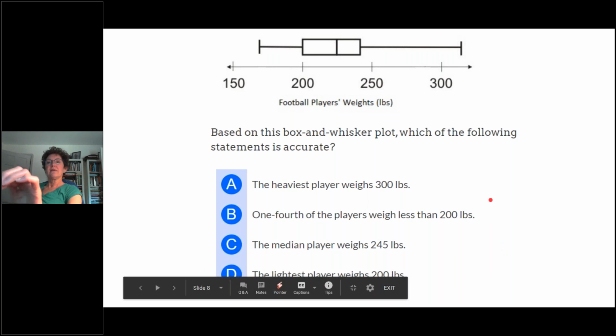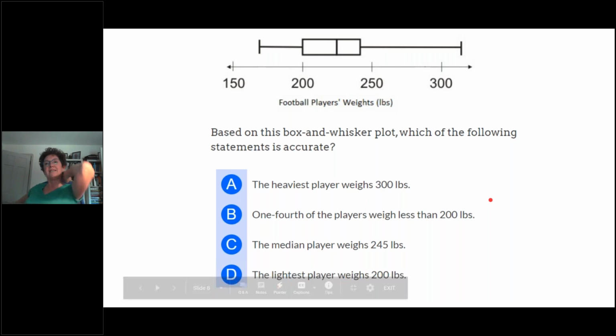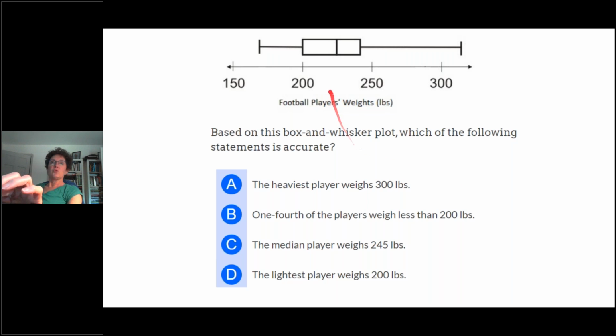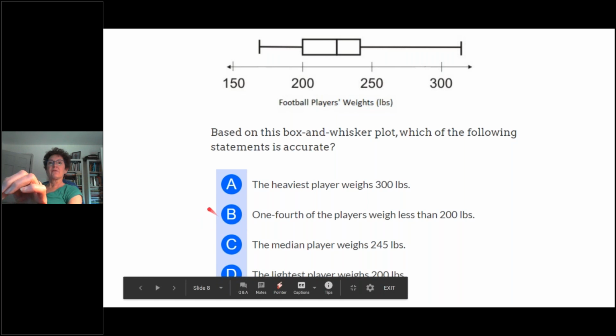And then down here, the last one, choice D, says the lightest player weighs 200 pounds. 200 pounds is the marker for my lower quartile. So that is not the lightest player. The lightest player is this one, which is 170 pounds, more or less. So B would be the correct answer.